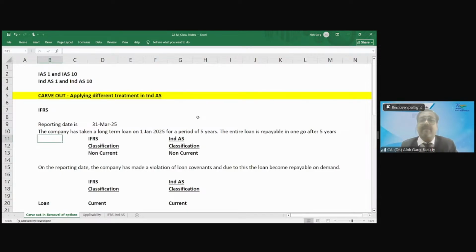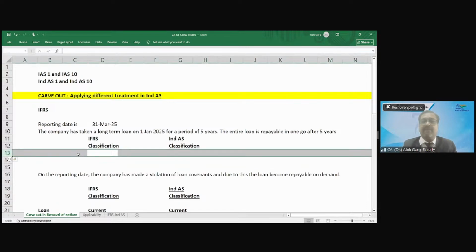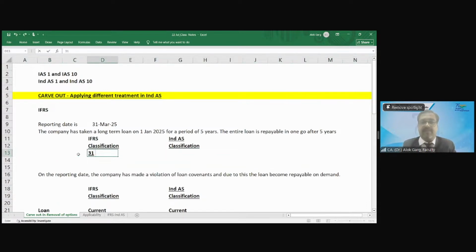Friends, tell me, what is the classification of this loan in IFRS or Ind AS? What is the classification? Current or non-current? What will be the classification on 31st March 25? What is the classification of this loan on 31st March 2025? Tell me.